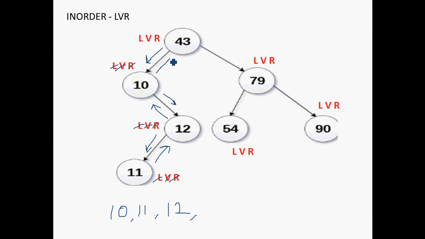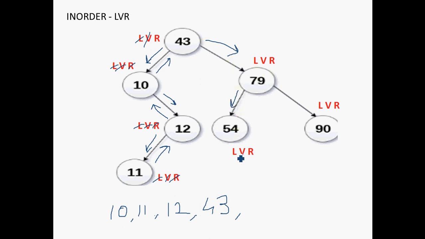Now go up. This was the left of 43, which is complete, so L is now crossed. Now 43 is the number we have to visit, so visit means adding it at the output. So 43, visit is complete. Now next is right. Is right there? Yes, so go to the right. So 79 is there. Is left there? Yes, so go to the left of 79.